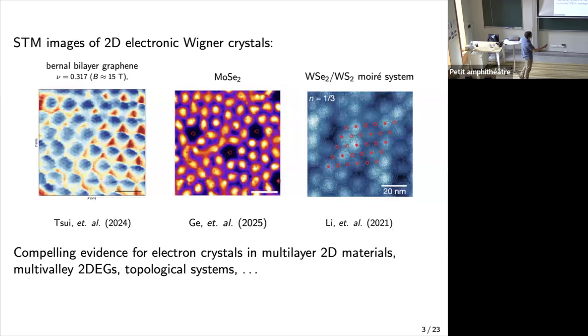This is yet another type of system. This is a TMD hetero-bilayer with a twist. So there's a moire potential here. And in this case, an electron crystal is observed to form at a certain commensurate filling of the underlying moire lattice. But presumably all that moire is doing is just stabilizing what is already a very strong intrinsic tendency towards crystallization.